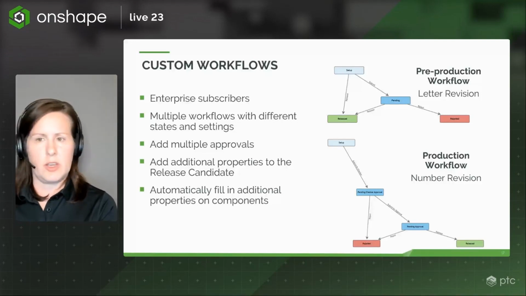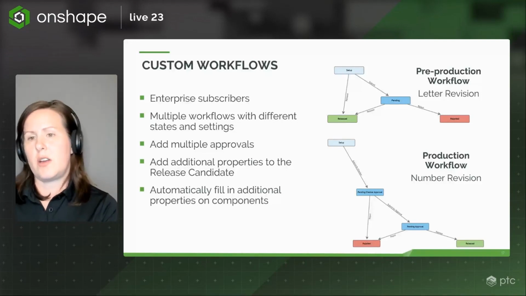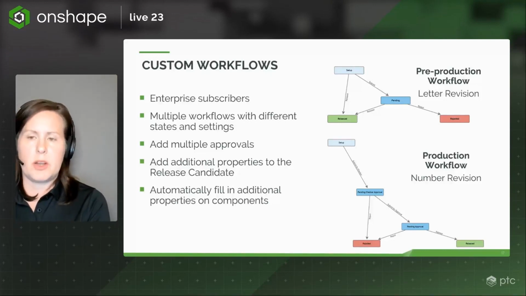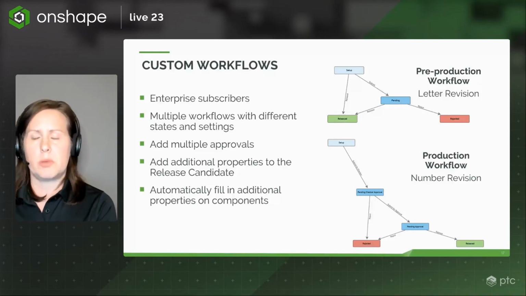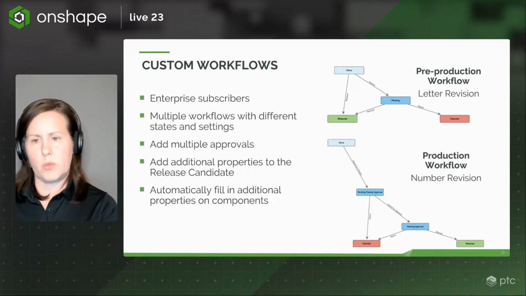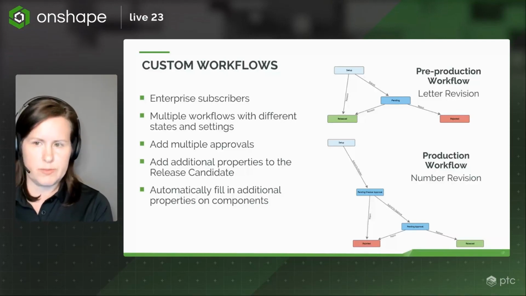So custom workflows are available on the enterprise level for subscribers. They add a lot of flexibility to adapt your workflow to better fit your process. For example, you can have multiple workflows with completely different settings. Here, there's a pre-production workflow that has the option to direct release or have an approval that utilizes a letter revision. In addition, there is a production workflow that must go through two approvals and utilizes a number revision.